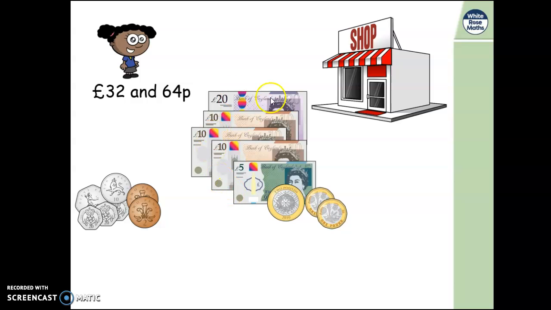So if we started adding up the notes first, we've got 10, 20, add 10 is 30, add 10 is 40. So we already know that this isn't the correct amount because we've gone over £32 because we're already here and we're already at 40. Add 10 is 50, add 5 is 55, add 2, 57, 58, 59, £59.